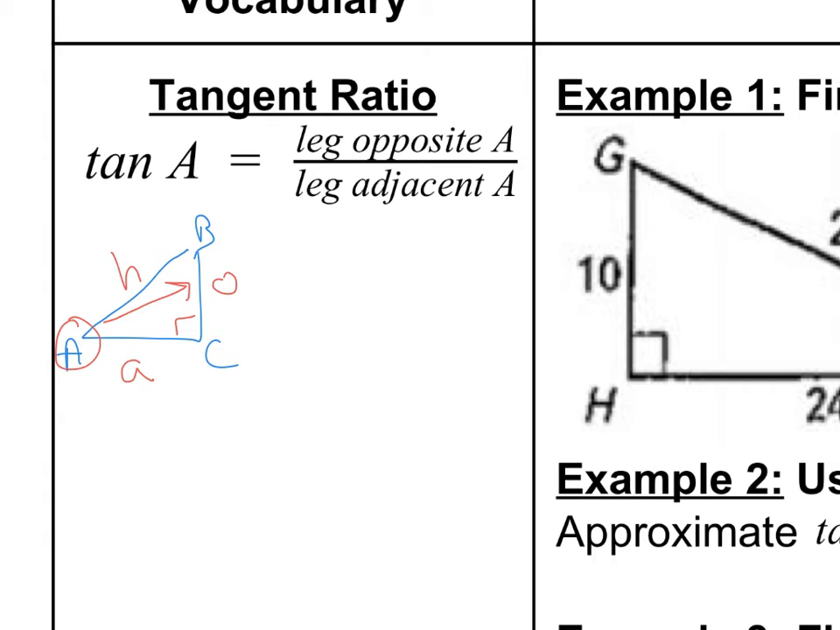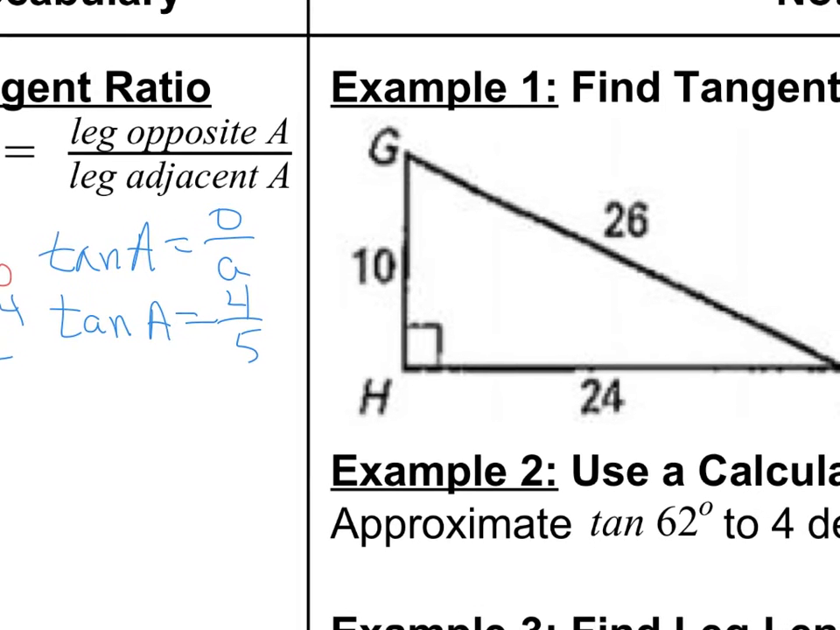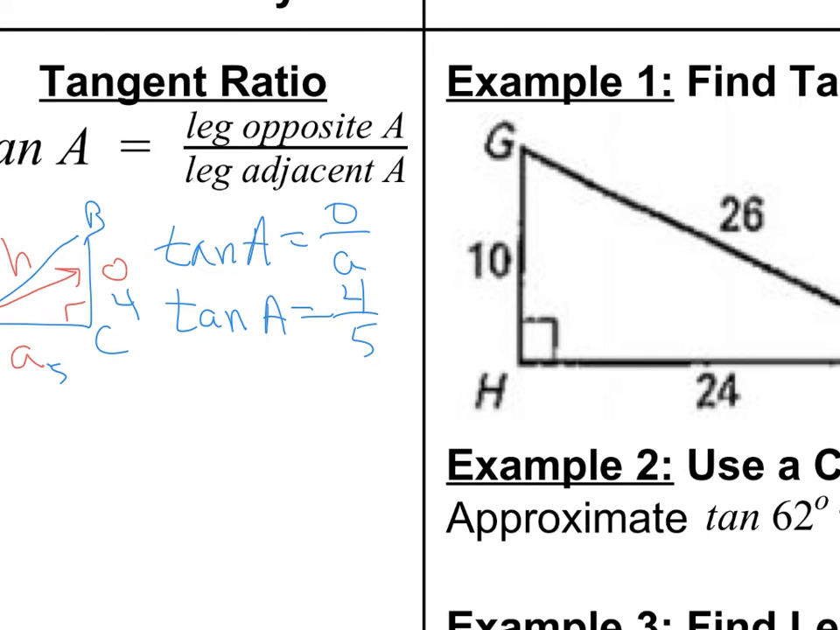So basically, if you're standing here at A, tangent of A equals opposite over adjacent. So in this case, let's say it was 4 over 5. The tangent of A is 4 over 5. Now going into example 1, they're wanting to know what the ratio is. So basically, when you divide this out, what do you get?